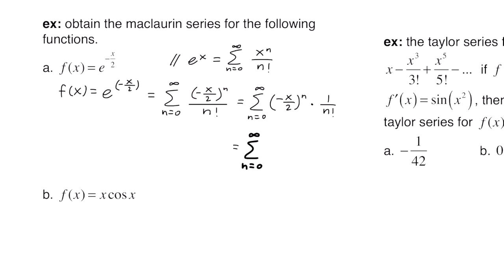And then finally, I'm going to take this negative and pull it to the front as negative 1 to the n. And then we'll have x to the n on top. And then in the denominator, we'll have 2 to the n times n factorial. So there's our final answer.